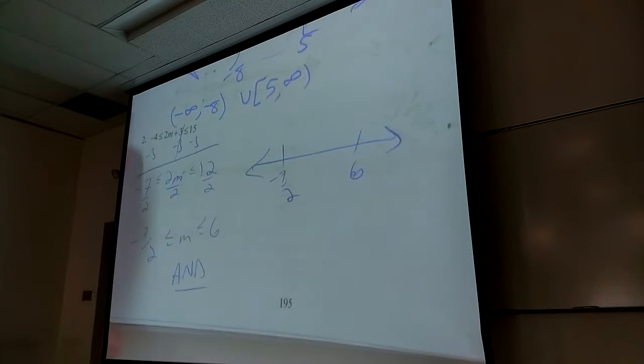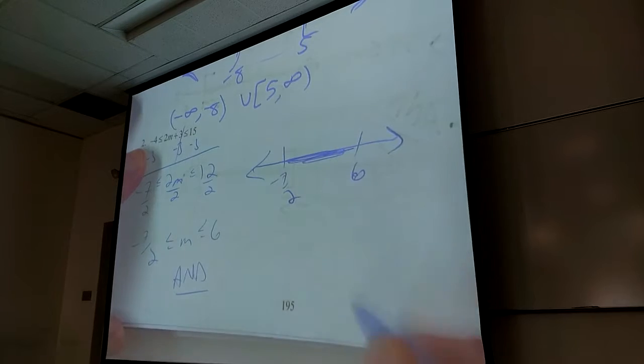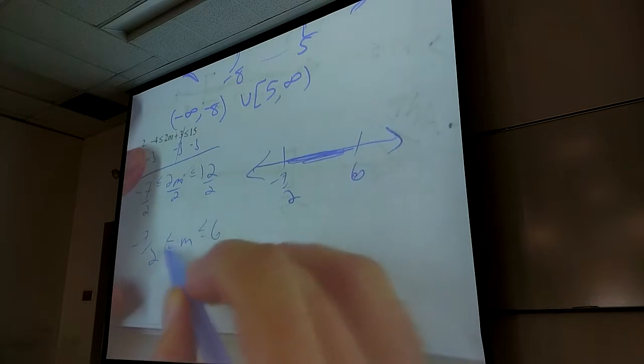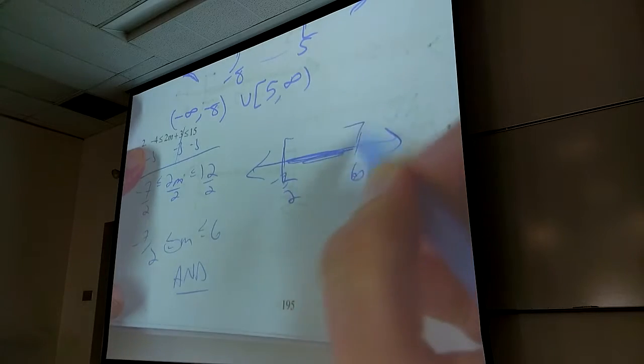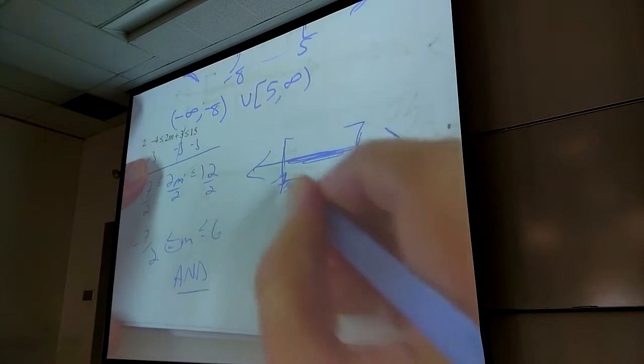So let's try this again. Where am I going to shade? In the middle. So that's where the answers are. And then like you said earlier, what symbol do I put on those? Bracket, because it's allowed to equal. Poor little 7 got lost.